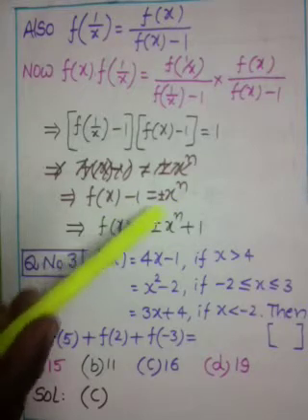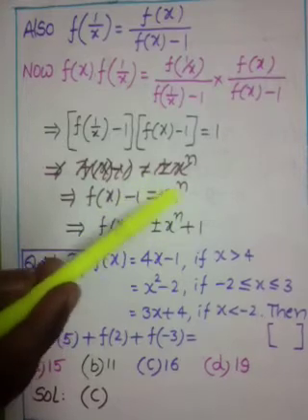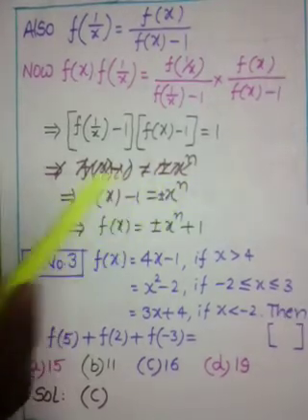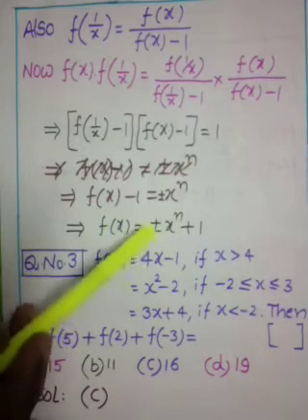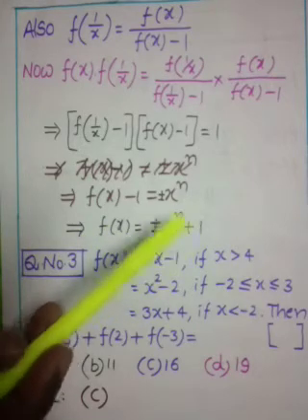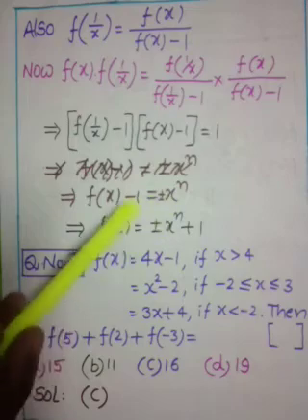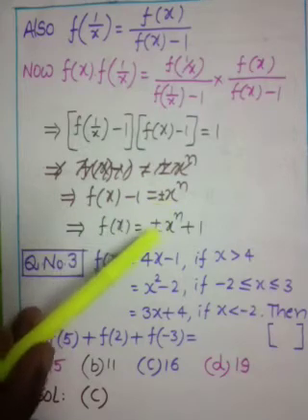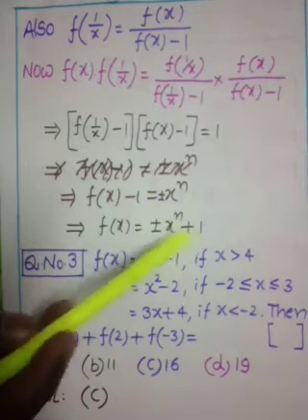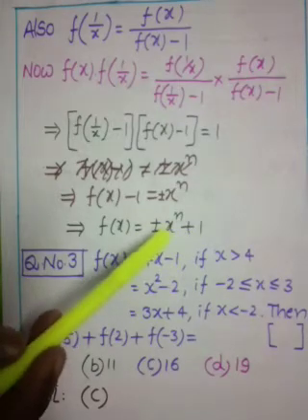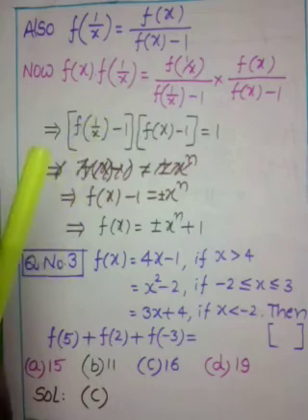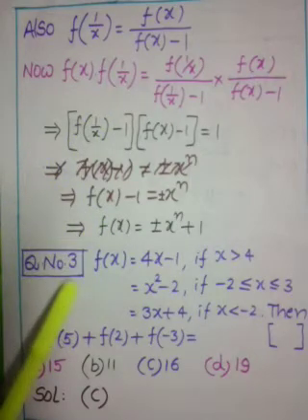This is a standard result, no need to prove this statement. This implies f of x is equal to plus or minus x power n plus 1. If you take any polynomial in the form of x power n plus or minus x power n plus 1, it satisfies the given condition. Understood, my children? Right. Now come to question number 3.